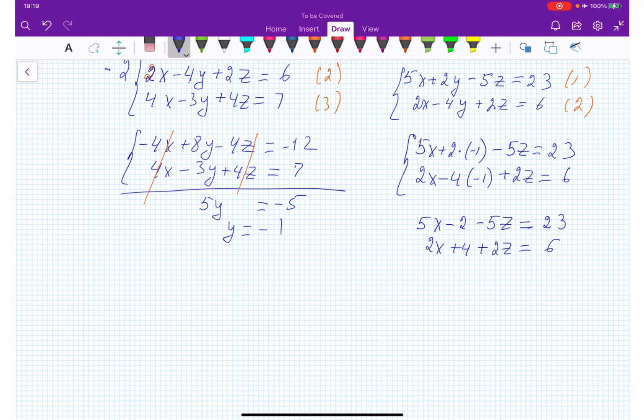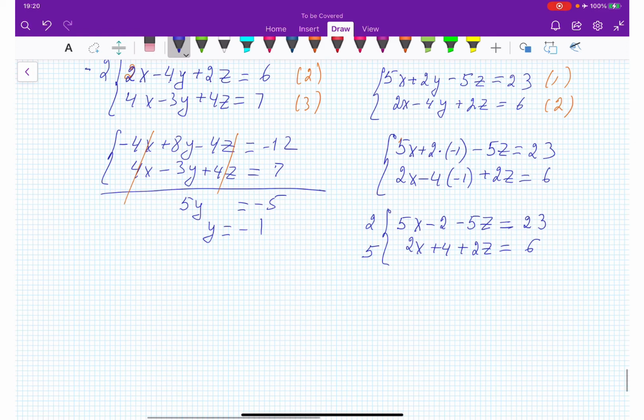Okay, so what do we have? We have 5x, 2x, we have 5z, 2z. So at this point, I'm going to get rid of z and not x, because z is one is positive, one is negative. So multiplying for negative 5z by 2 and multiplying 2z by 5 to get negative 10 and positive 10. Yes? Let's go for it.